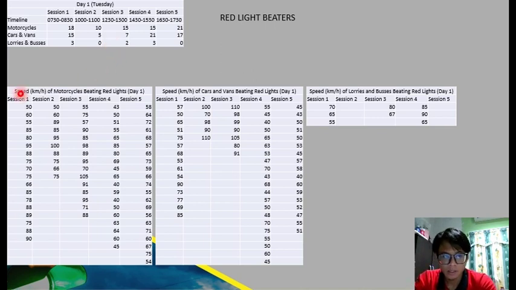Then we define the speed. For example, for motorcycles that have 18 beating the red light, we define 18 speeds of motorcycles, and likewise for the cars and vans and lorries and buses.